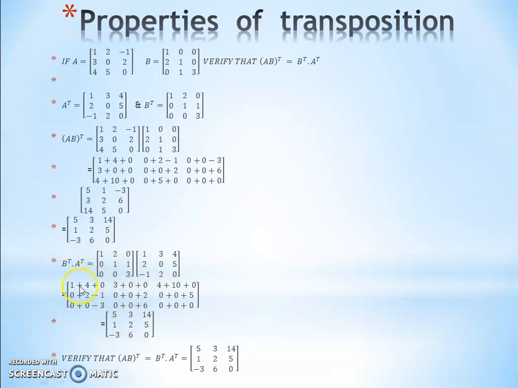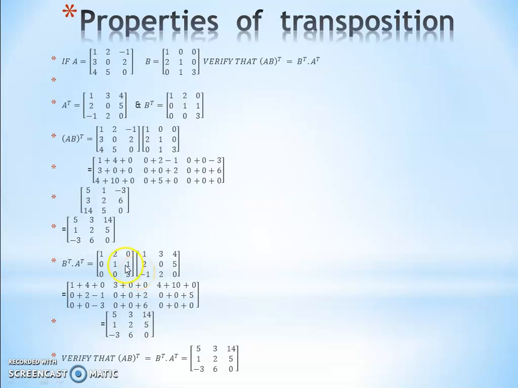First row, first column: 1 into 1 is 1, 1 into 2 is 2, wait, 2 into 2 is 4, 0 into -1 is 0. First row, second column: 1 into 3 is 3, 2 into 0 is 0, 0 into 2 is 0. First row, last column: 1 into 4 is 4, 2 into 5 is 10, 0 into anything is 0. Second row, first column: 0 into 1 is 0, 1 into 2 is 2, 1 into -1 is -1. Second row, second column: 0 into 3 is 0, 1 into 0 is 0, 1 into 2 is 2. Second row, last column: 0 into 4 is 0, 1 into 5 is 5.